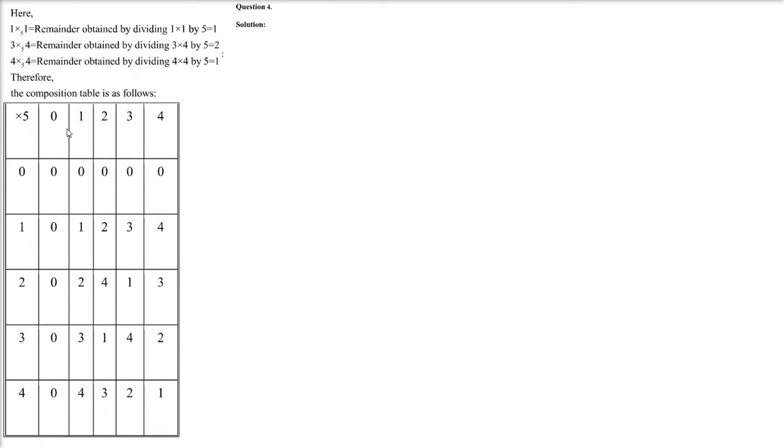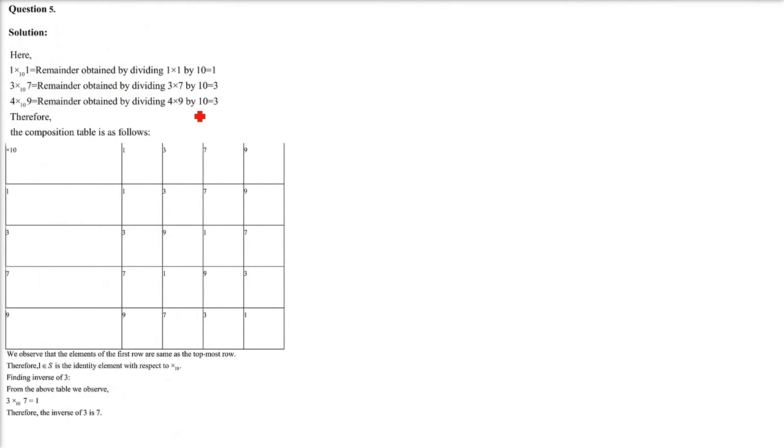Now this is question number 4. Construct the composition table for x5 on Z5 equals 0, 1, 2, 3, 4. So I hope you'll be able to do it. It's x5, simply multiplication modulo 5, and Z5 is nothing but the values which are given: 0, 1, 2, 3, 4. Already we have done this, so I'm skipping it. You can very well do it. You know the idea now, no?